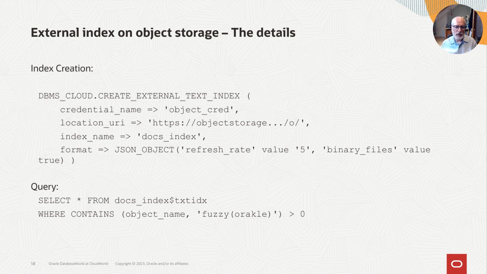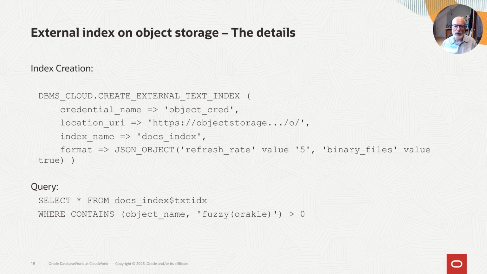Finally here, I should mention this format. That contains a couple of parameters of interest. Refresh rate is how often it should go back to object storage and look for newly added or deleted documents in our object storage bucket. So here we're setting it to 5, which means take a look every 5 minutes.